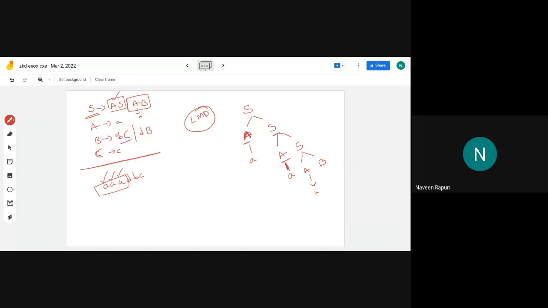So coming to B, B C is there and D B is there. After a, I need d, so that's why I am taking small d, capital B. Coming to the capital B, I can write B C or d B. After d, I need a small b, so that's why I am moving to small b C. So coming to here, the small c.